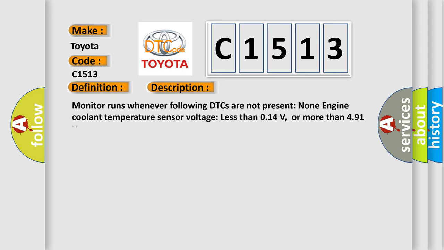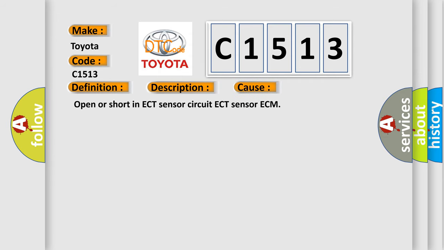And now this is a short description of this DTC code. Monitor runs whenever the following DTCs are not present: none. Engine coolant temperature sensor voltage less than 0.14V or more than 4.91V. This diagnostic error occurs most often in these cases: open or short in ECT sensor circuit, ECT sensor, ECM.